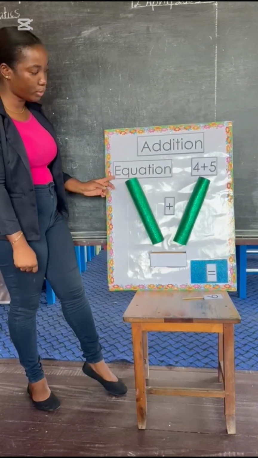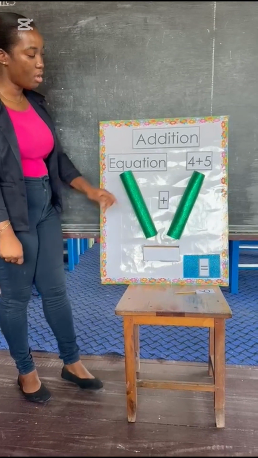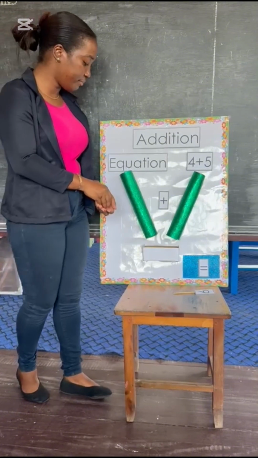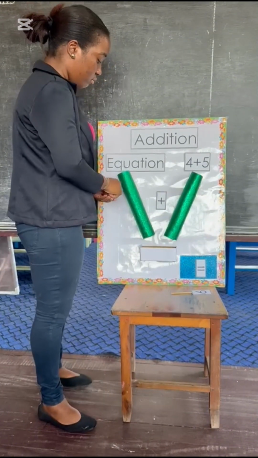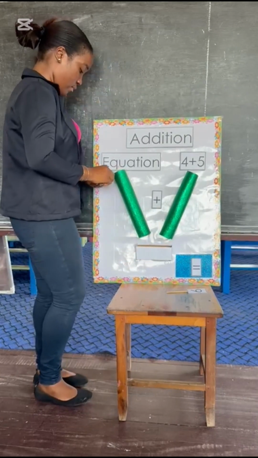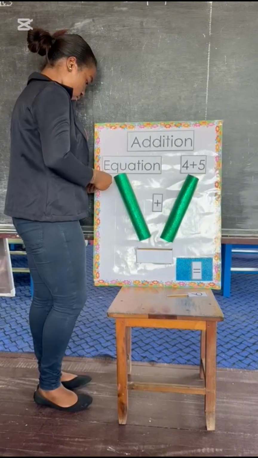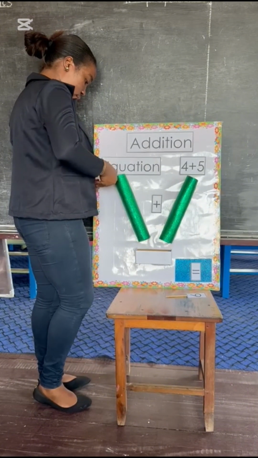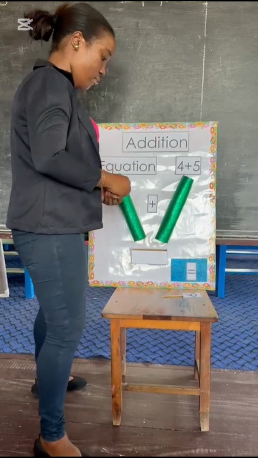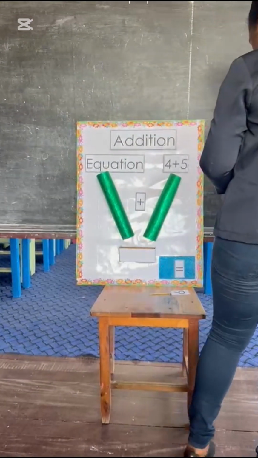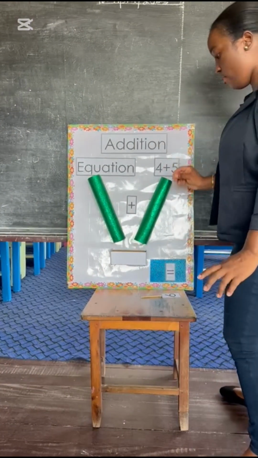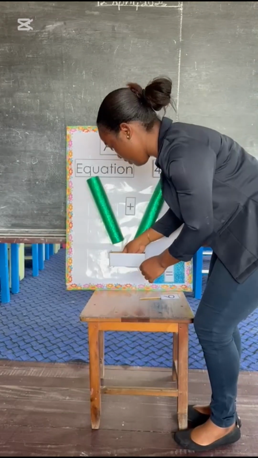Our equation on the board here, on the teaching aid, is 4 plus 5. I have my counters. I'm going to throw them in the hole, and they're going to fall in the box here. So I throw in 4 counters here. And on this one, I have to throw in 5. So now I have to get the value, or the sum.